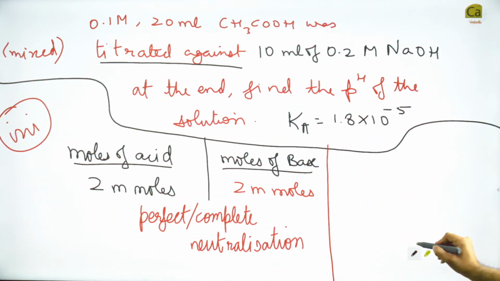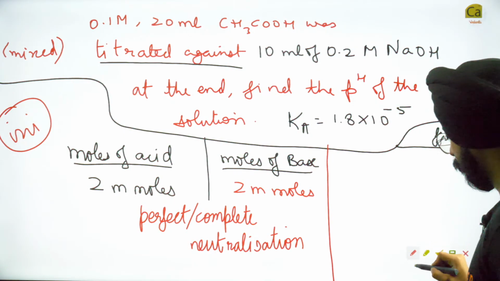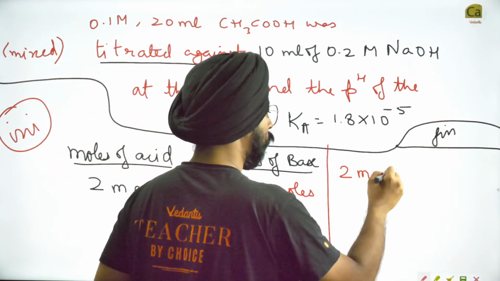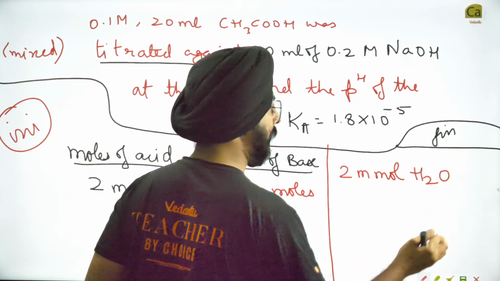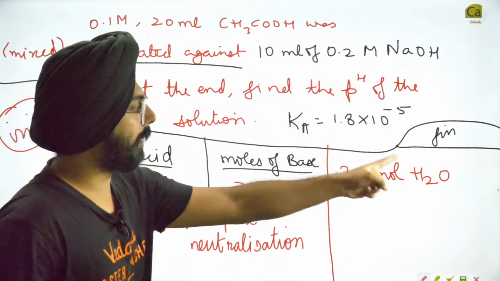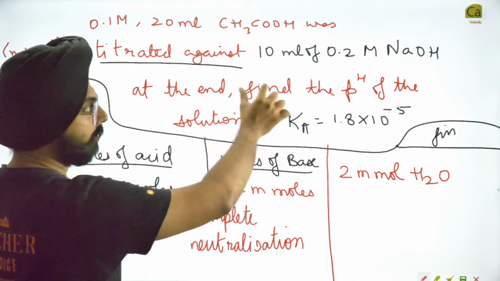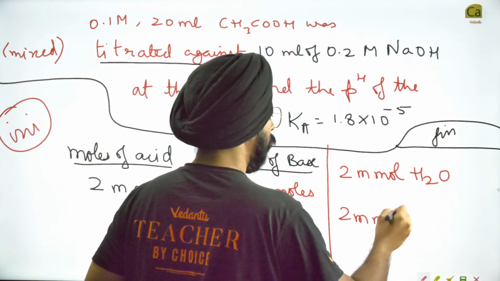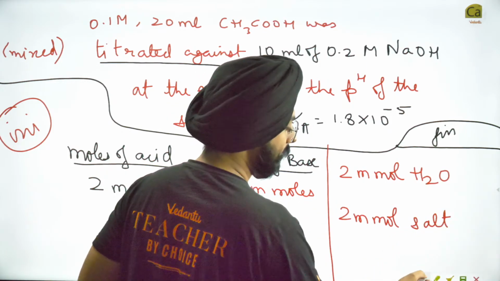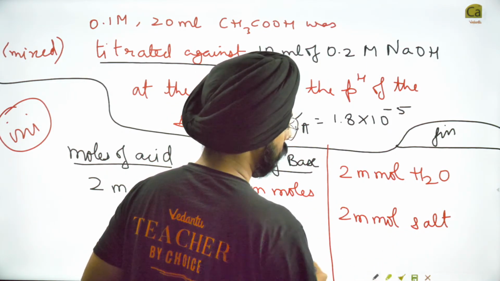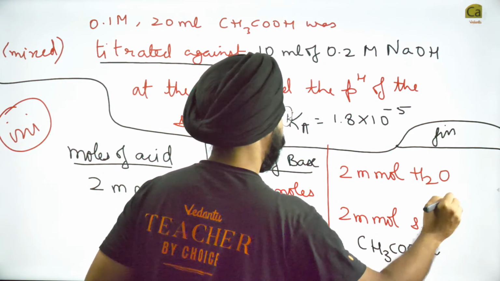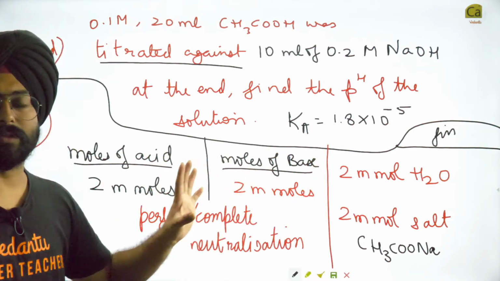Finally, what's going to happen? This is just an acid-base reaction. So finally, when you do this acid-base reaction, what you will get is 2 millimoles of water, as H positive plus OH negative combine to form water, and CH3COO negative plus Na positive will give you 2 millimoles of salt. What is this salt? The salt is CH3COONa.